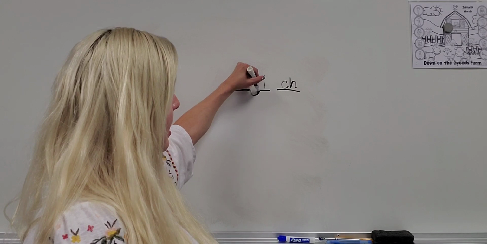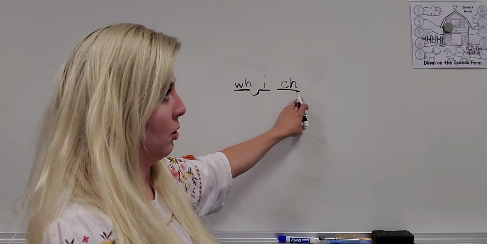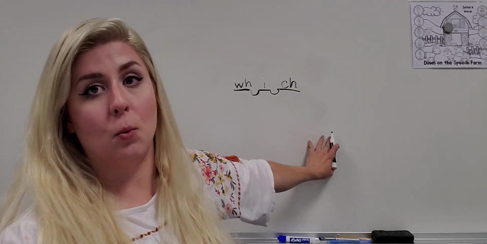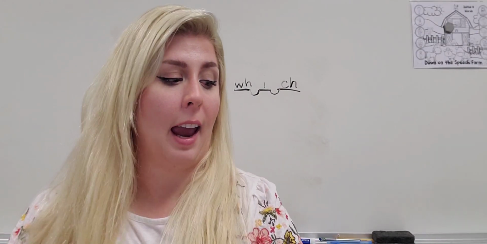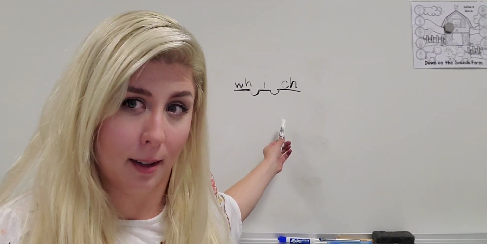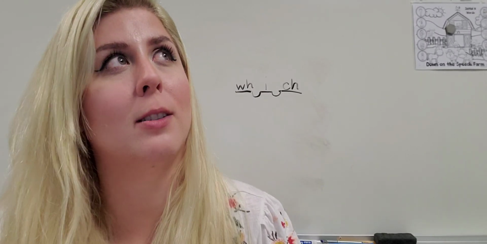If you didn't get it that time, we're going to blend this together. Wi, ch. And if not that time, we're going to blend this together. Which. And then I try to use it in a sentence because that could either mean the chick that's on the broom, or like, which one do you like? Chocolate or pizza? I go into the meaning with that as well.